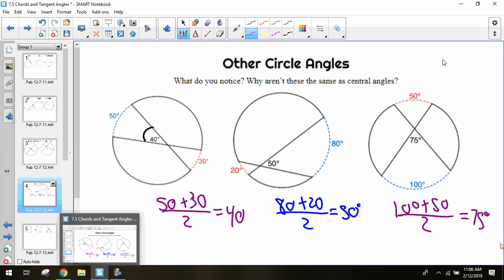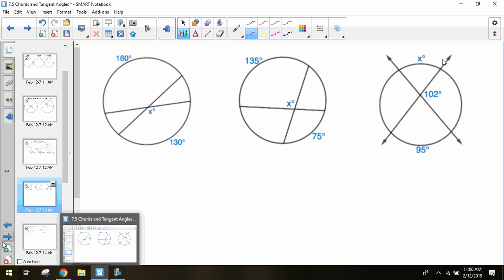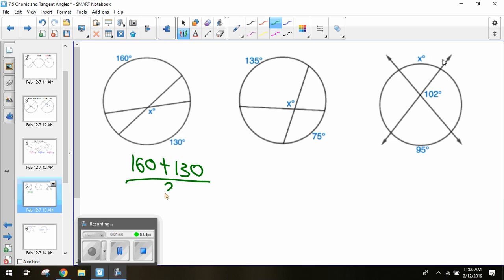Good? So these are our chord angles, or intersecting chords, or you can call them inside angles. I don't know, whatever name you want to call them. We don't really have a typical name. But if we were to solve these, we can just use that same method. You take your arcs, add them together, divide by 2. So 160 plus 130 gives you 290, divided by 2 gives you 145. And that would be your angle.